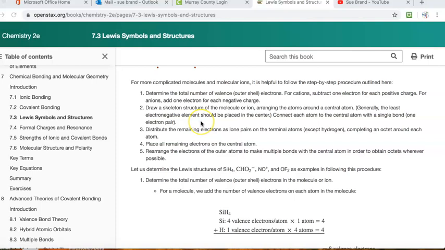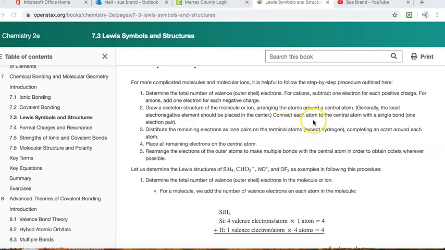Then you're going to draw out the skeleton structure of the molecule or ion, arranging the atoms around the central atom. So generally, the central atom is the least electronegative element. Okay, and so a lot of times that's going to be carbon, or it's going to be a non-halogen. But depending on the other elements too, sometimes it could be a halogen. But generally it's not, because a halogen, like fluorine for example, is the most electronegative element. It's not going to be in the center of the molecule. So just keep that in mind.